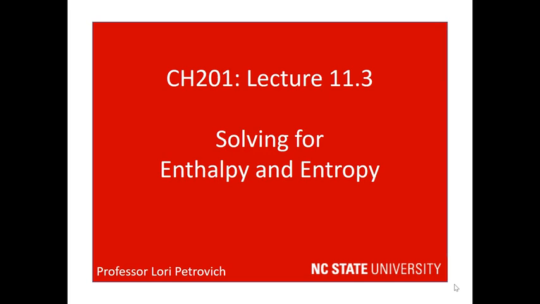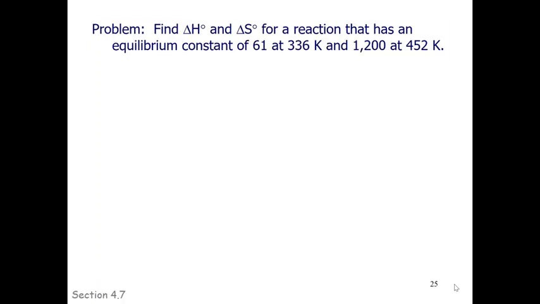The last part of Lecture 11 talks about different methods to solve for enthalpy and entropy. Here is a sample problem. We want to find delta H naught and delta S naught for a reaction that has an equilibrium constant of 61 at 336 Kelvin and 1200 at 452 Kelvin. Here is how you would do that.